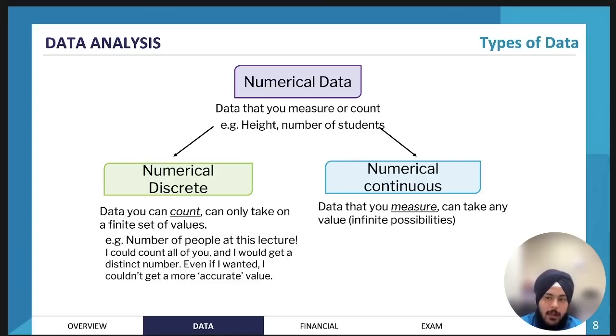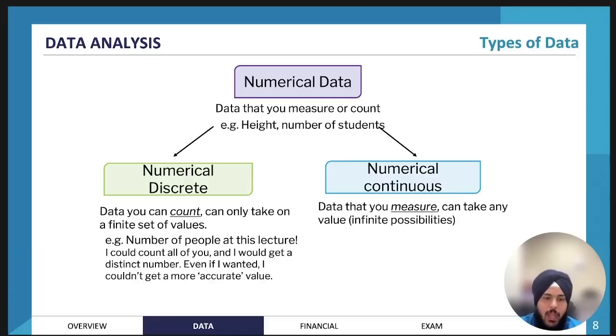So for example, the number of people attending this lecture could be a discrete numerical variable, because I could count all of you. I wouldn't measure how many students there are. I would count, and we would get an accurate value.